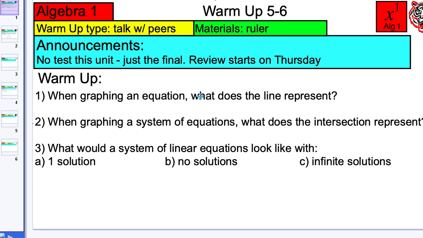When you're graphing an equation, what does that line represent? Also, when you graph a system of equations, what does the intersection of those lines represent? And if you had a system of linear equations, you can have no solutions and infinite solutions. So what do you think those might look like? You don't have to necessarily answer those for number 3, but definitely 1 and 2, you should have some sort of idea.